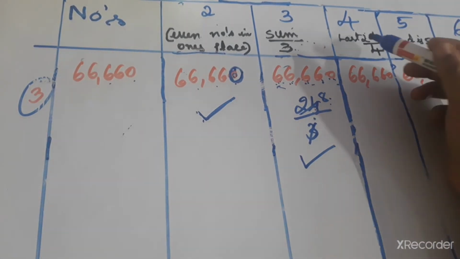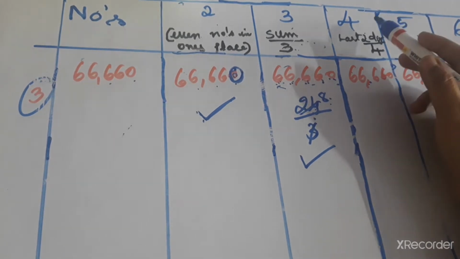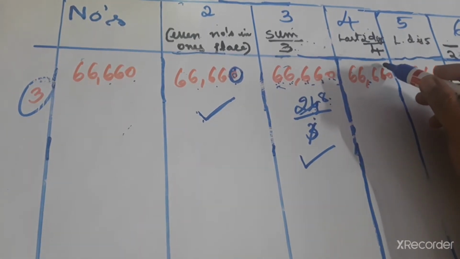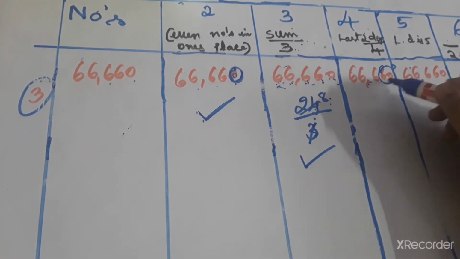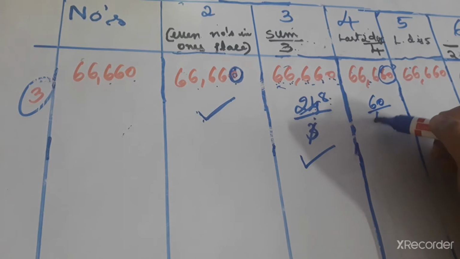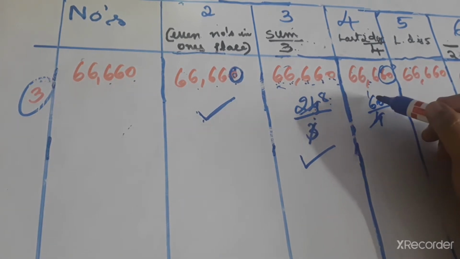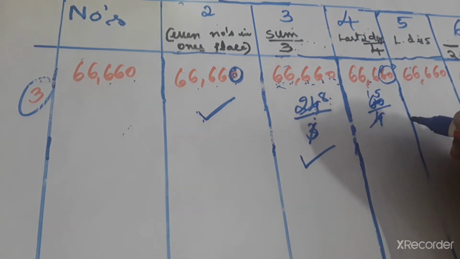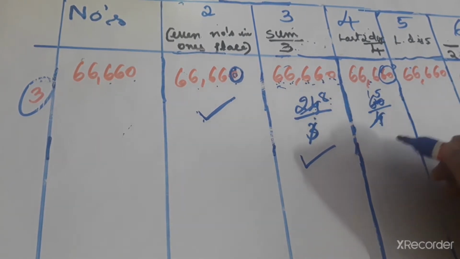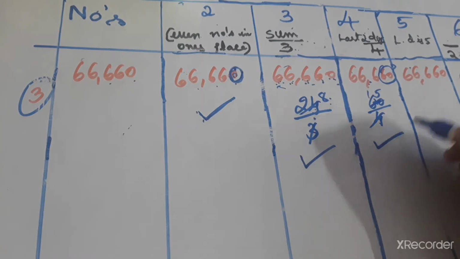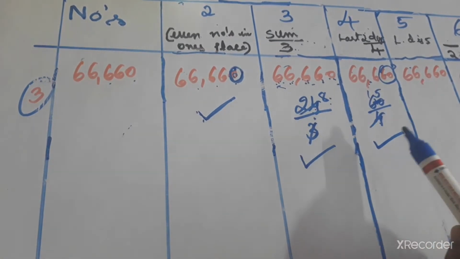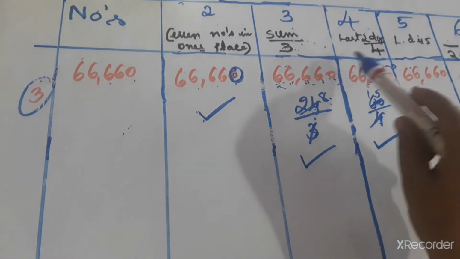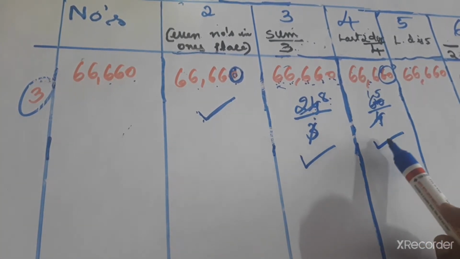Now fourth. Now we have to check whether this number will be divisible by 4. According to the rule, the last 2 digits should be divisible by 4. Last 2 means 60. Whether 60 is divisible by 4: 4 ones are 4, 2 carry, 4 5s are 20, so 4 15s are 60. It is dividing. So we can say yes. According to the rule, the last 2 digits are divisible by 4, so we can say the whole number is divisible by 4.